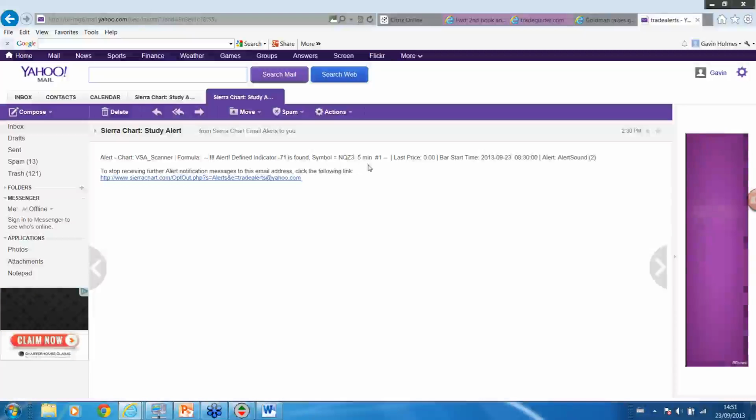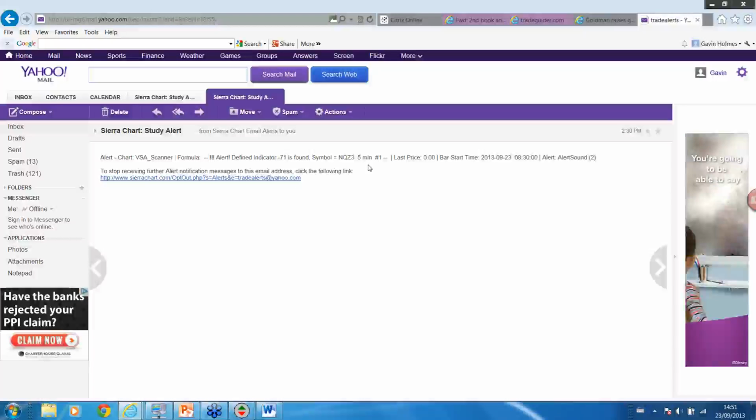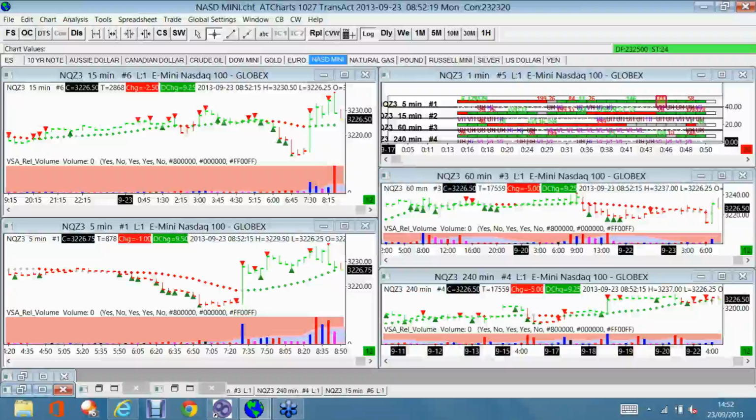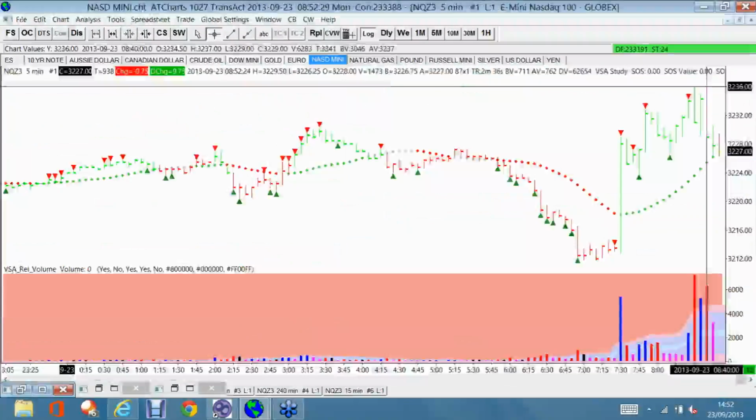Indicator 71 is found on the 5-minute NASDAQ chart. All right, so let's go and have a look at the NASDAQ and we'll see what that indicator actually is. We'll go and see if there's a key principle. So we'll look at the 5-minute chart of the NASDAQ, and we can see there are some principles here. Now look at the volume on that bar.